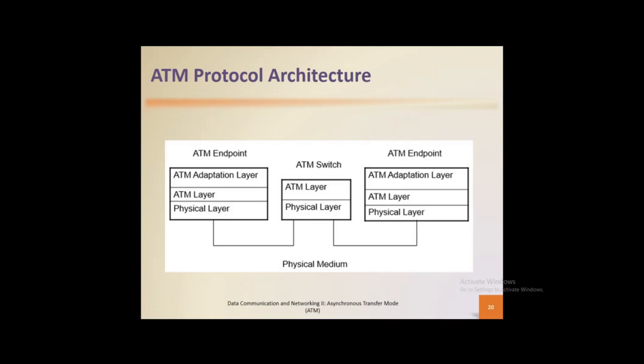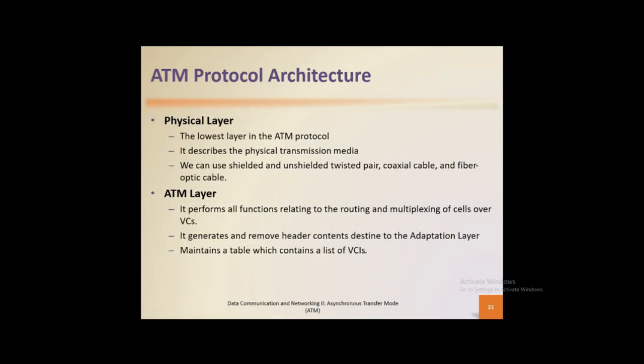So the job of the ATM layer is to perform all the functions that relate to routing and multiplexing of the cells over the virtual channel that we have. It also generates and moves header content destined to a given adaptation layer. And as far as the other role that the ATM layer plays, it maintains a table which contains a list of all the various virtual channel interfaces that we have, or more or less like the routing table for an ATM.